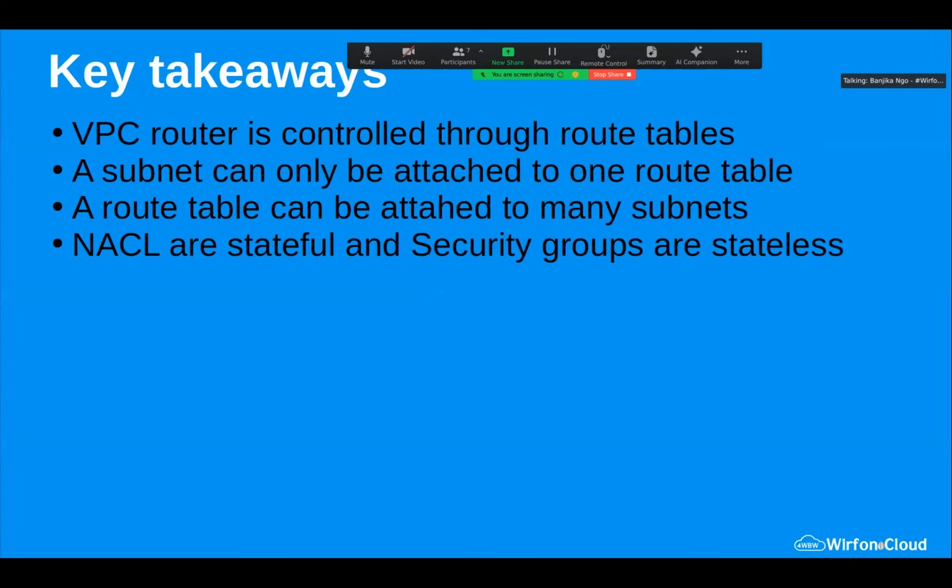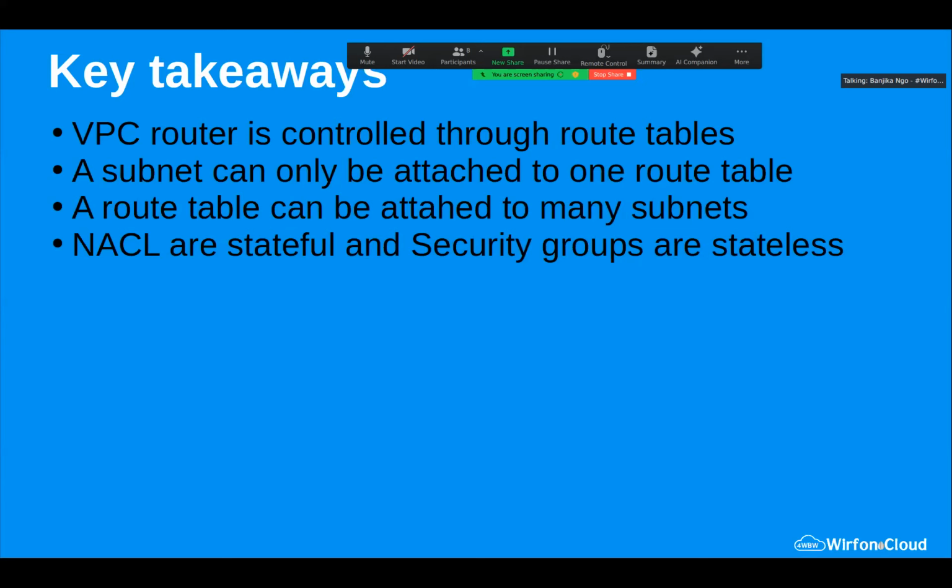Key takeaway again, remember a VPC router exists in every VPC, but you control that router through route tables. You will never come to a point where you need to do anything with the VPC router. Most of the time in your course, you'll never even be talking about the VPC router, but route tables are very essential when you want to define how packets should leave your subnet. A subnet can only be attached to one route table. A route table can be attached to many subnets.